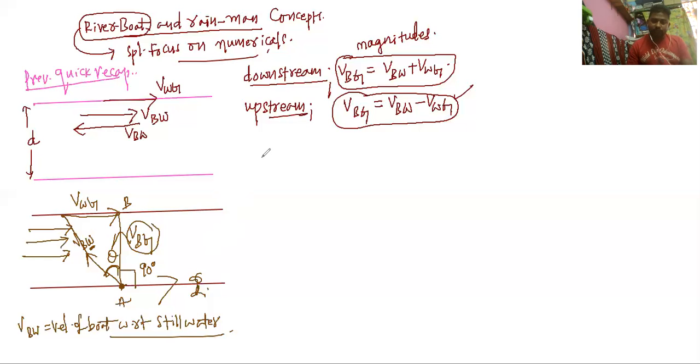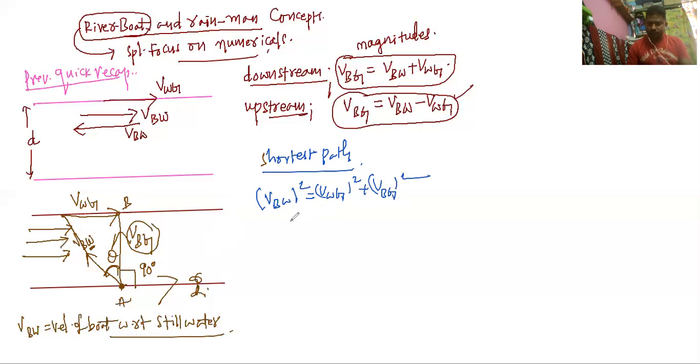So in this shortest path, what we have discussed, VBW square is equal to VWG square plus VBG square from the Pythagoras theorem. Okay, so VBG square is equal to VBW square minus VWG square. Okay, from here you can write the square root of.